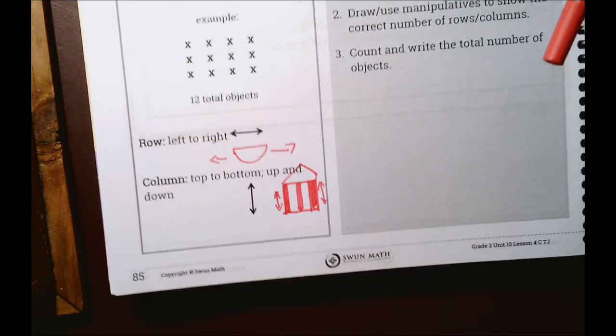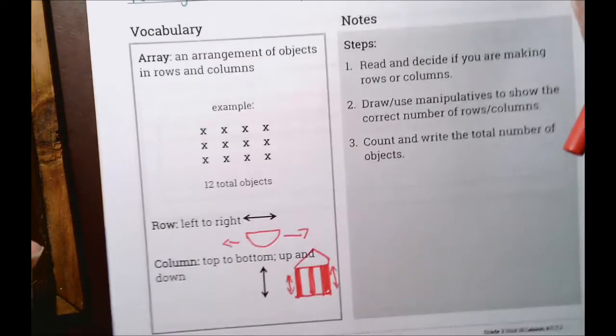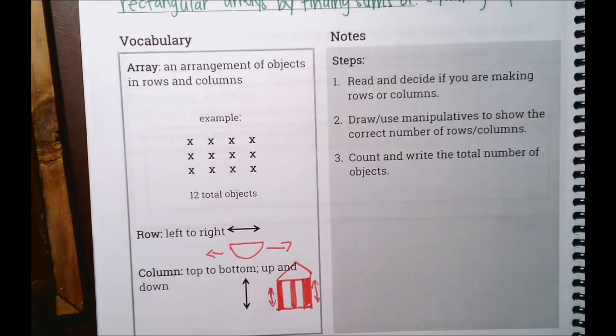All right, so 3 steps for today's lesson. Number 1, you're going to read and decide if you're making rows or columns. So they're going to give you instructions, and they're going to tell you either to make a certain amount of rows or a certain amount of columns, okay? Then number 2, you're going to draw or use manipulatives. In this case, you're just going to draw them because you don't have manipulatives.